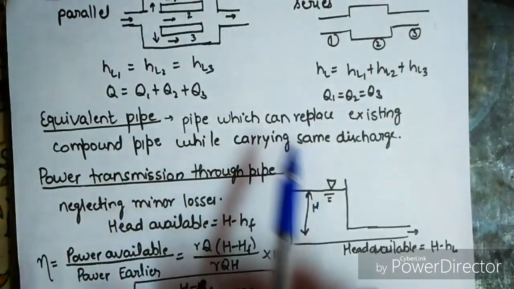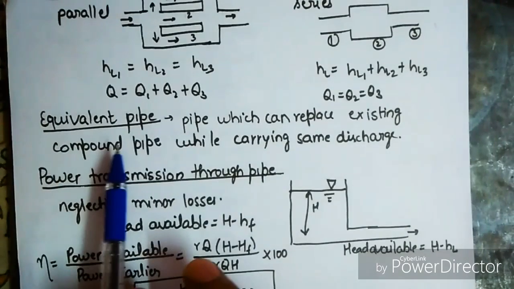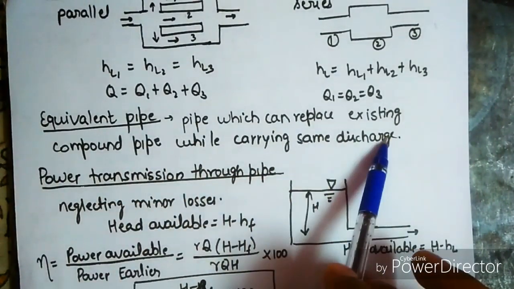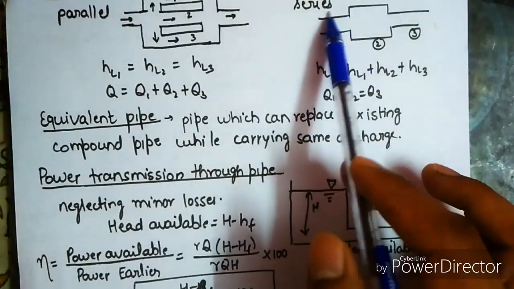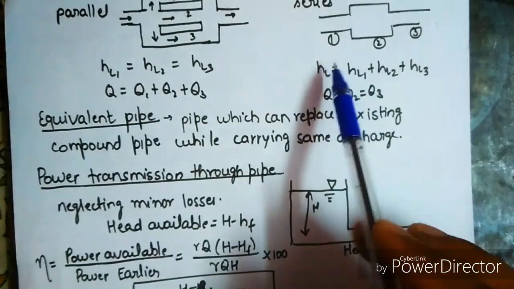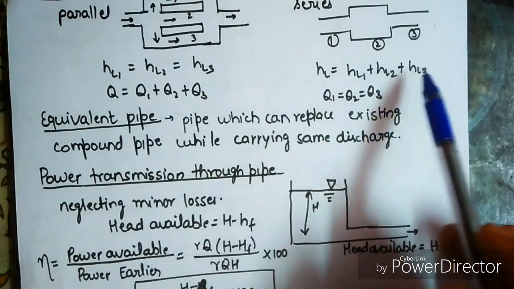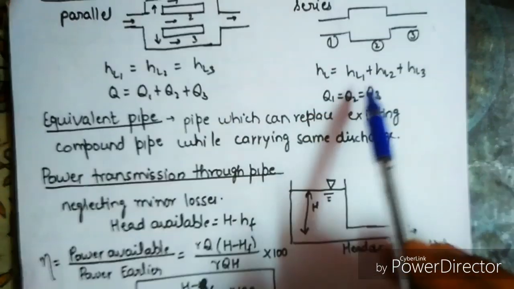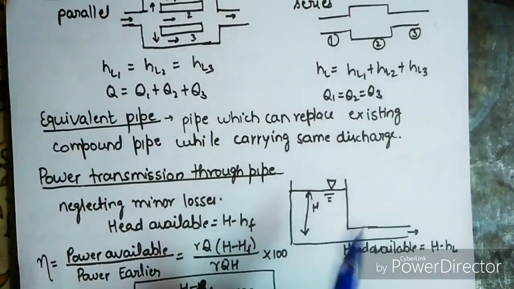Now the equivalent pipe is the pipe which can replace the existing compound pipe while carrying the same discharge. Like in this case, if we want to replace this series connection, then we will apply some equivalent pipe having the head loss as the sum of HL1, HL2 and HL3. And the Q will be the same for it.